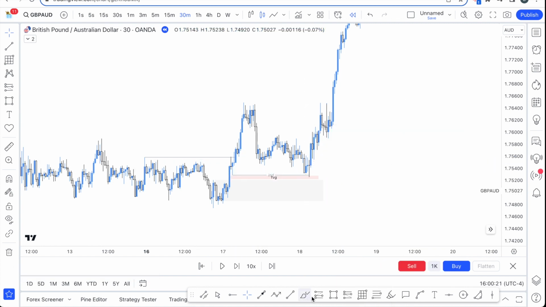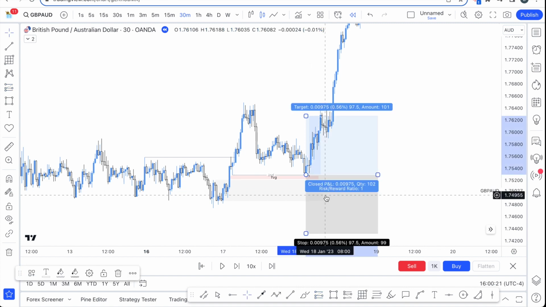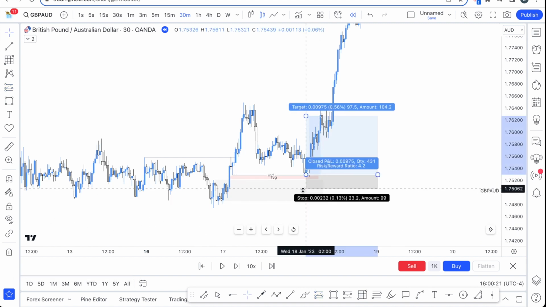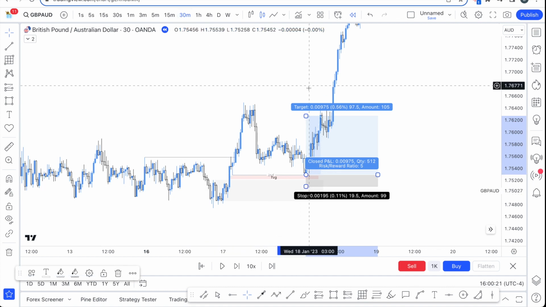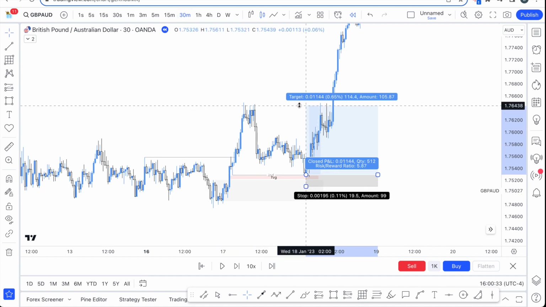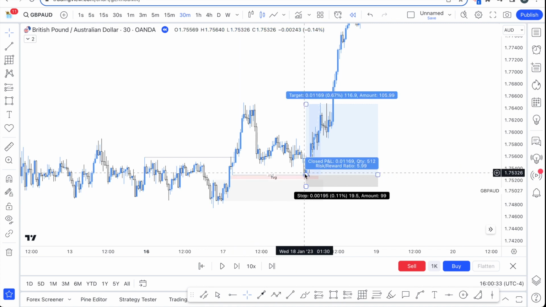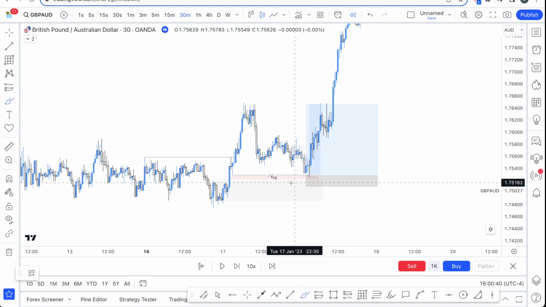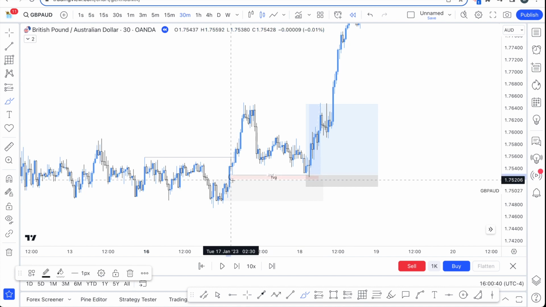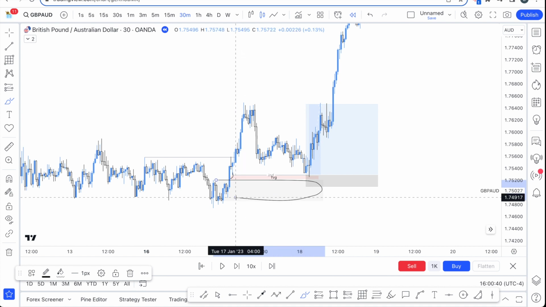Once the inducement is taken out, whatever your risk to reward is, however many pips you like to risk here, I'm obviously on the 30-minute. I'm just showing you guys this on the 30-minute. You can either enter immediately as soon as the inducement is taken, because price has a 50-50 chance of either filling the fair value gap or mitigating the whole entire order block.